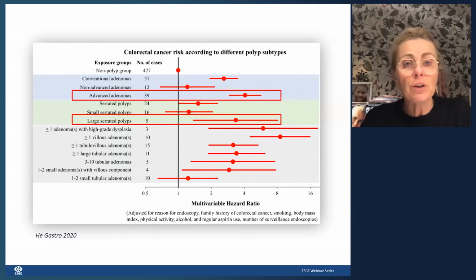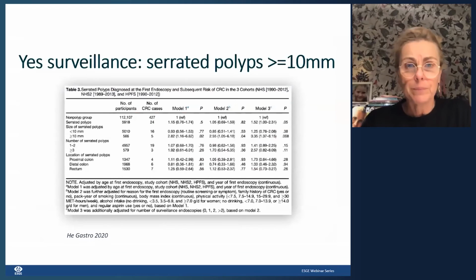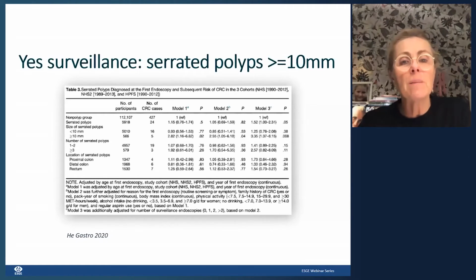There are no such studies, as Maria explained to you, about larger lesions like from 20 millimeters, like the Kaminski group study. So when you look into more detail at the surveillance of serrated polyps larger than 10 millimeters, you can see that this was indeed the only clear increased-risk group of patients when you subdivide the serrated polyps, with increased risk for metachronous cancer.